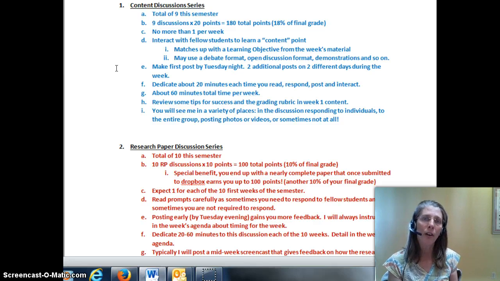So in addition to that first post by Tuesday night, you need 2 additional posts on 2 different days during the semester in order to earn full points. This gives you the chance to interact with other people and have an ongoing conversation to further your understanding of the material. You want to dedicate about 20 minutes each time you go in to do these posts.